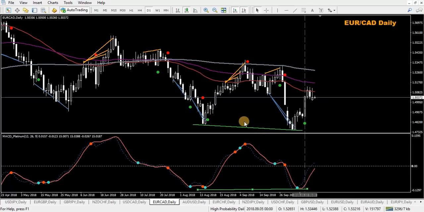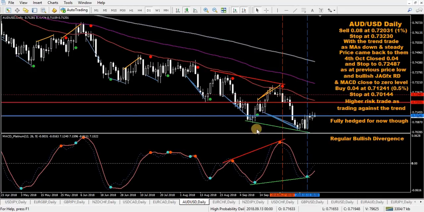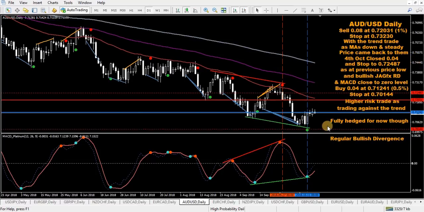If you see an aqua or a bright blue one, that's just a general trend line. So here we go. There's Australian USD in a sell back here. I've already closed out part of it, and I've since taken a new buy trade. It's fully hedged, so I've locked in profit between the two. There is a stop on both. See, there's a stop for the buy, stop for the sell up here.